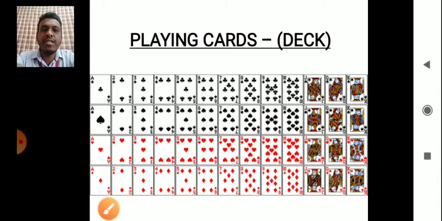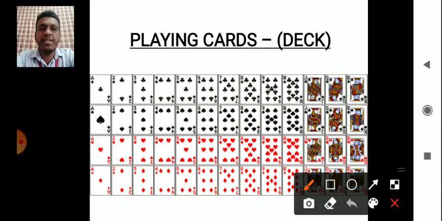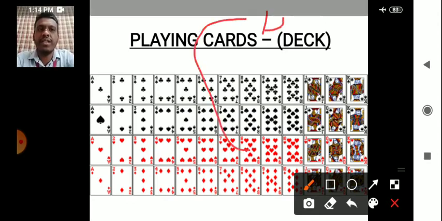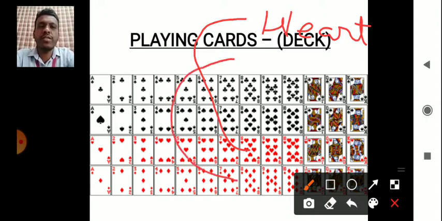Now what is this, the third one? This is a heart. It's very easy, we used to call it badam. Easy to understand. And what is this? We used to call it chaukat. Now this is known as a diamond in English.